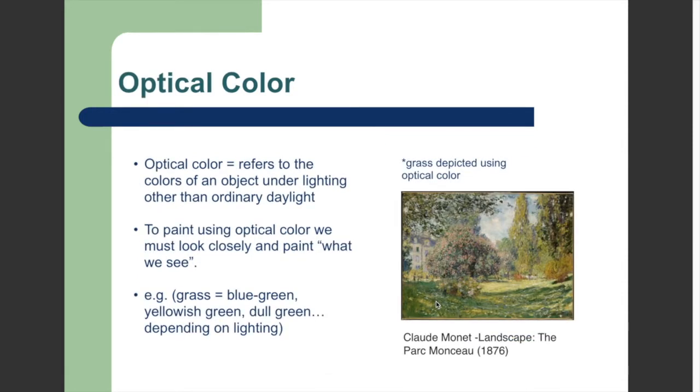Optical color refers to the colors of an object under lighting other than ordinary daylight. So although grass is green under ordinary daylight, and that's the color that we associate with grass, to our eye, grass can also be blue-green, yellow-green, gray-green, depending on the lighting. Okay, so in the morning, grass might be a yellow-green. Towards nighttime, it may be a blue-green. On a cloudy day, it might be a gray-green. Okay, and you can see here in the shadow, this grass is a little bit bluer, and in the sunlight, it's a little yellower.